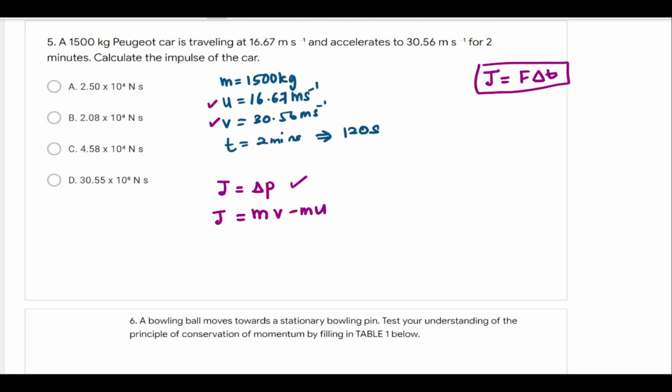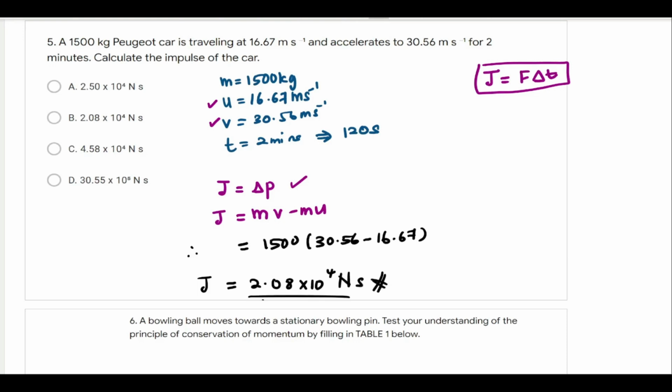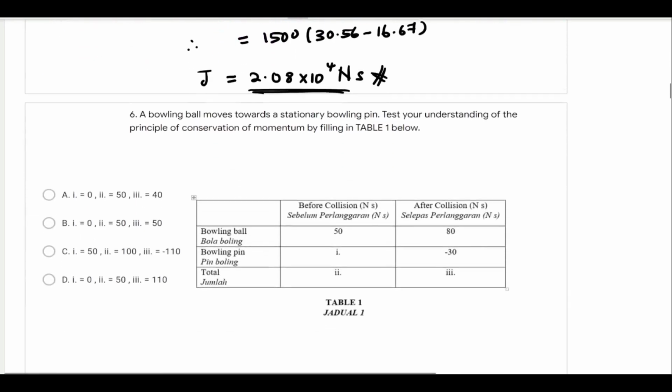Okay, so finally we can substitute the values. 1500, kita faktoriskan dia punya mass. So V 30.56 minus 16.67. So J is equal to, the impulse is equal to 2.08 times 10 power of 4 Newton second. Okay, so the answer is B. Alright, next question number 6.